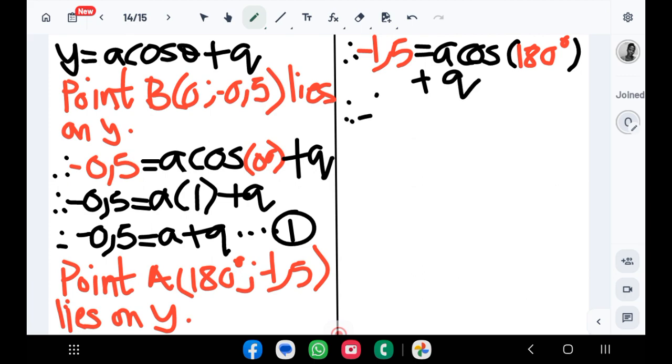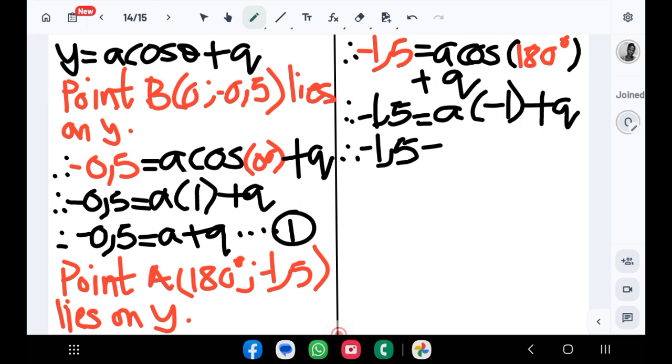All right, therefore negative 1,5 equals, cos of 180 is equal to negative 1, so that is a times negative 1 plus q, and that leaves you with negative 1,5 equals negative a plus q, and that is equation 2. And now you equate these two. All right, you've got a plus q and minus a plus q.